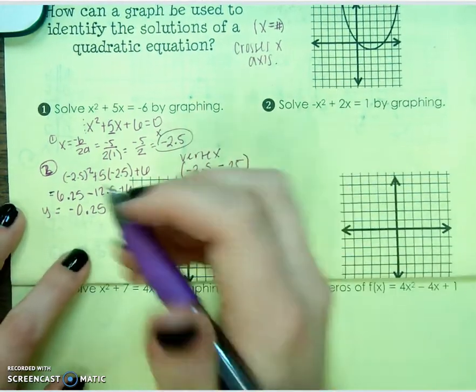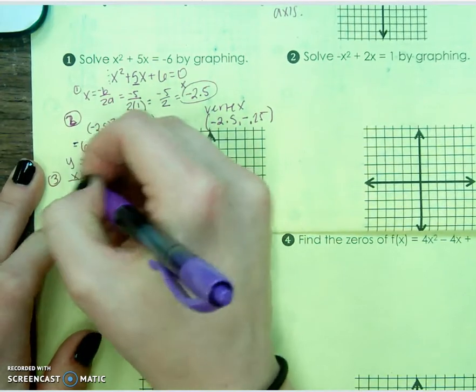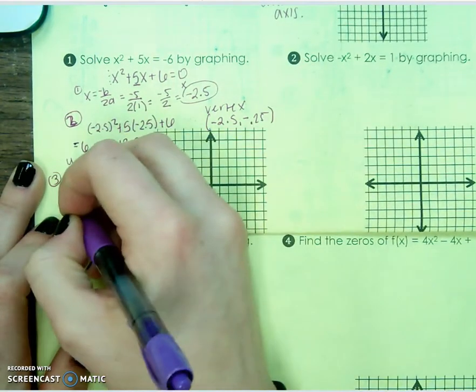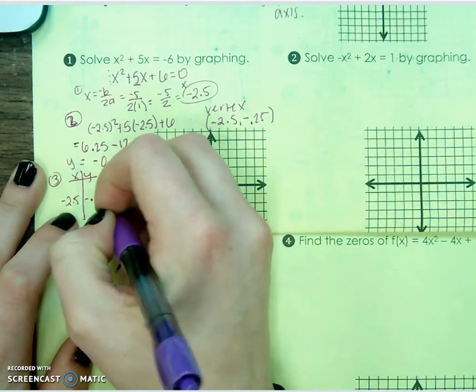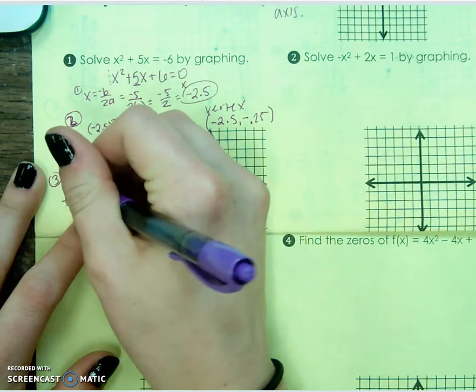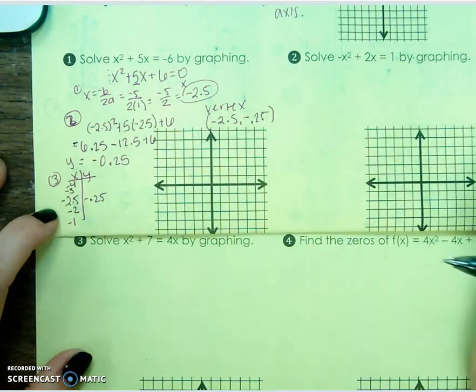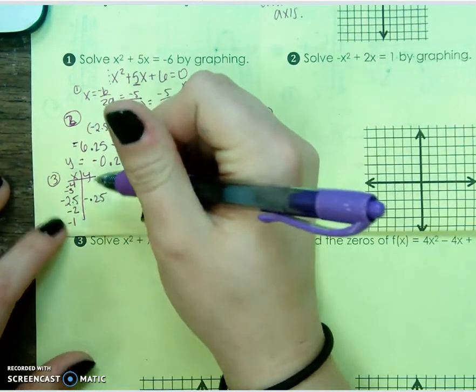Okay, now set up your table, our x and our y. We know our vertex is negative 2.5, negative 0.25. All right, let's go negative 4, negative 3, negative 2, negative 1. And we're going to substitute all that in.